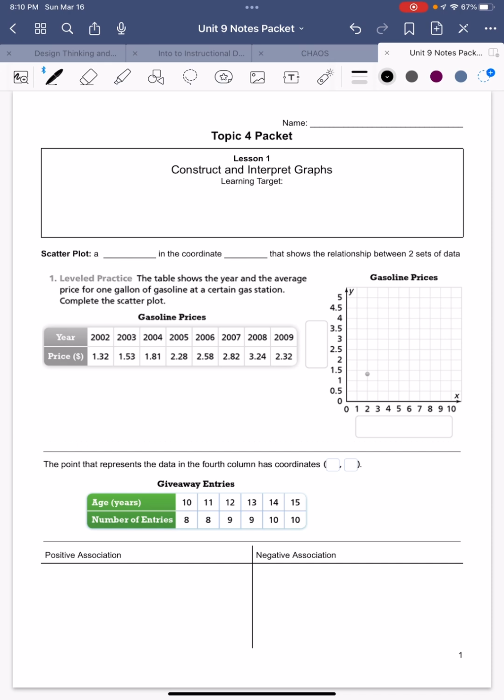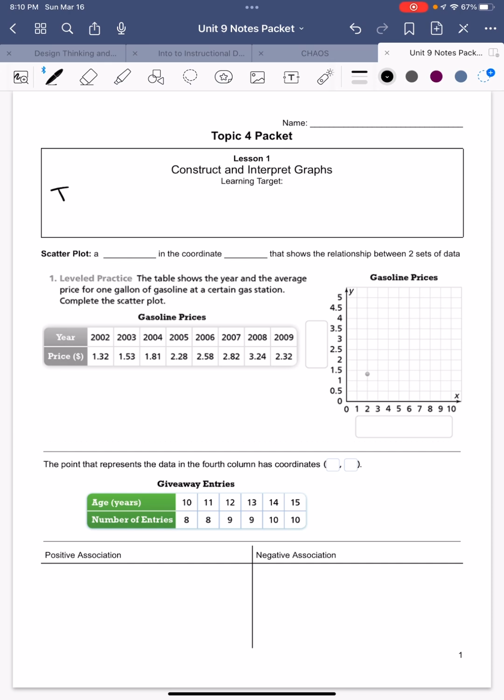Go ahead and take notes as I take them, just like we would normally if I were there. Pause it if you need to stop and write something down. Otherwise, just go through it as normal. The first 3 pages are notes, but they're going to be pretty quick. So lesson 1, we're talking about constructing and interpreting a new type of graph.